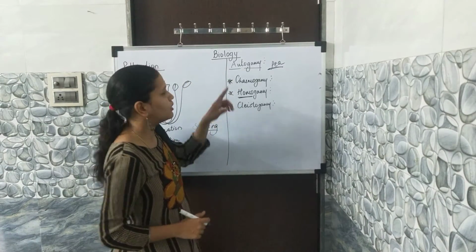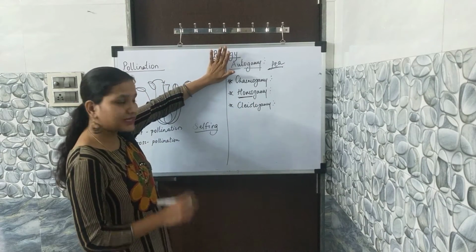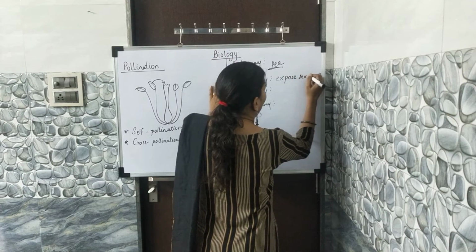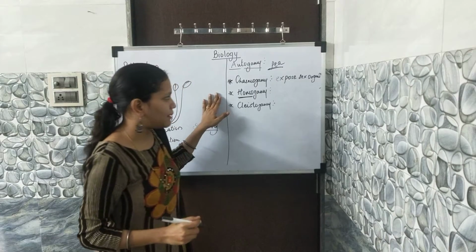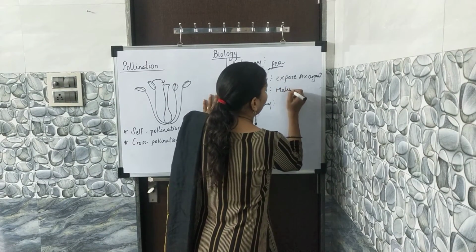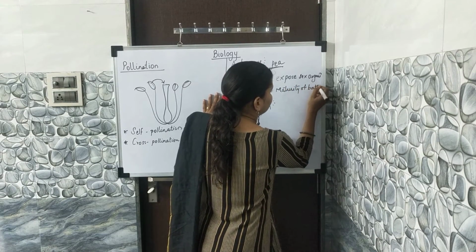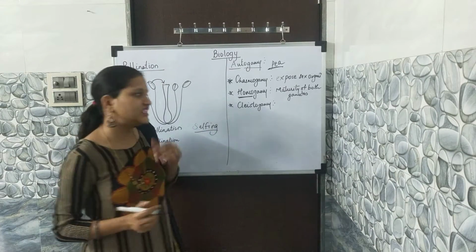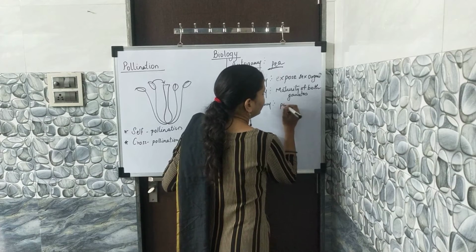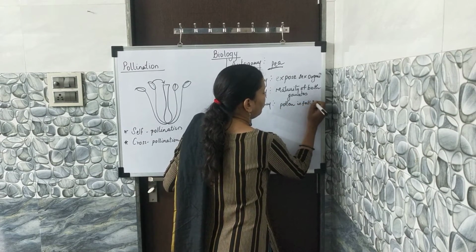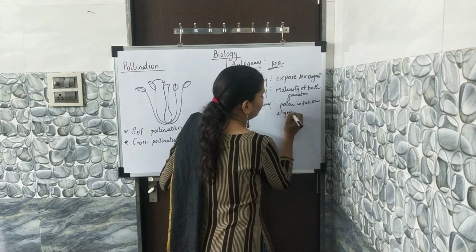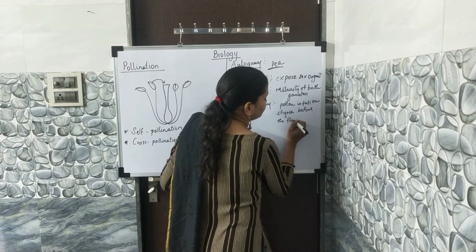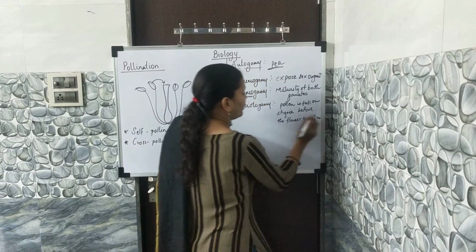So here we have discussed three more terms. Autogamy is a type of self-pollination. Casmogamy means exposed sex organs. Homogamy means maturity of both gametes at the same time. And cleistogamy is self-pollination where the pollen grains fall on the stigma before the flower opens up, before the flower is mature. It means it is not going to wait for the flower to mature.